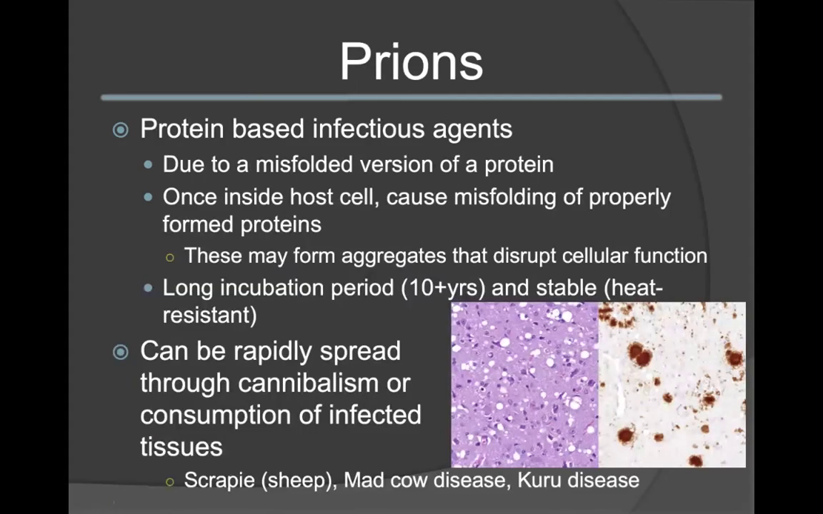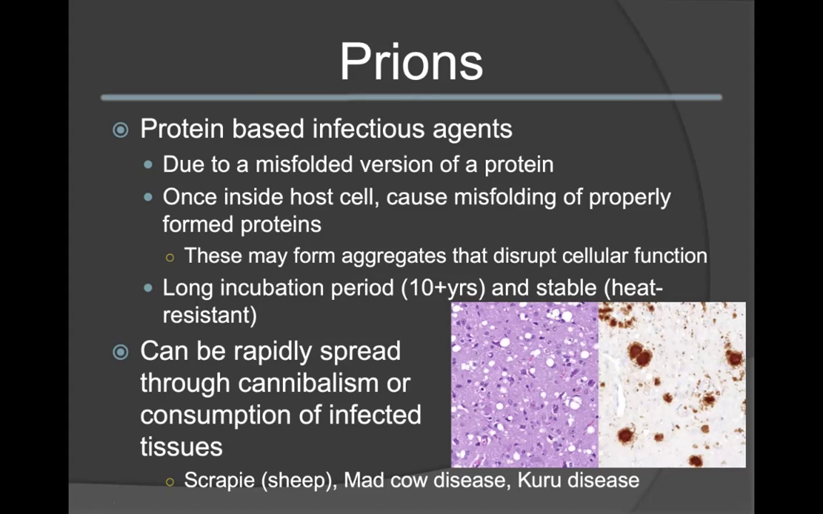Prions are considered to be protein-based infectious agents. They are not considered to be viruses. These prions are primarily due to a misfolded version of a protein. Once the misfolded version of a protein is inside of a host cell, it can cause the misfolding of properly formed proteins. These can then at times form aggregates that can disrupt cellular function.